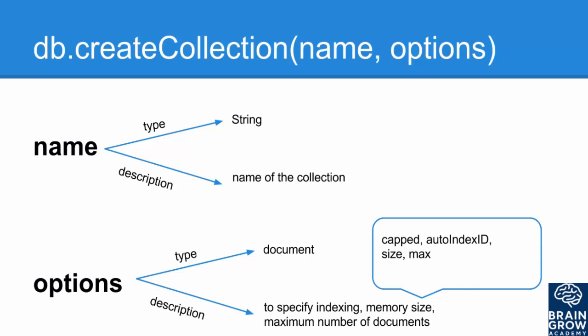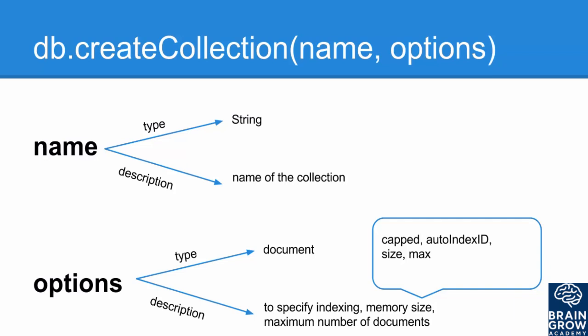The next is the maximum number of documents, which is max. The max field we can specify if we want to restrict our collection by the number of documents. So we can specify the maximum number of documents allowed in a collection. Now we are clear with these two parameters.